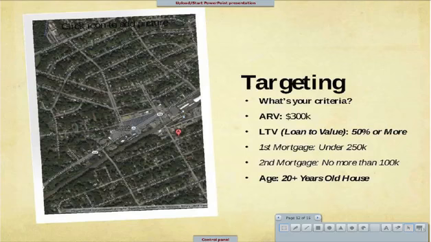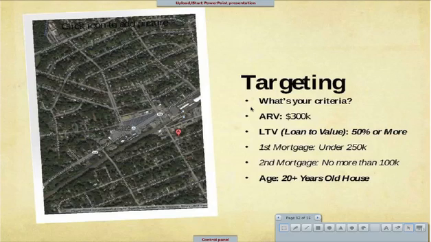So first, you have to really pick your criteria. In the Lanham Seabrook area, for this particular marketing campaign, our ARV, our after repair value, is homes that are 300K or less. We really don't want to go beyond that in this particular case. We also want homes with an LTV, which means loan to value, of 50% or more. We want to make sure that we're falling within that range.